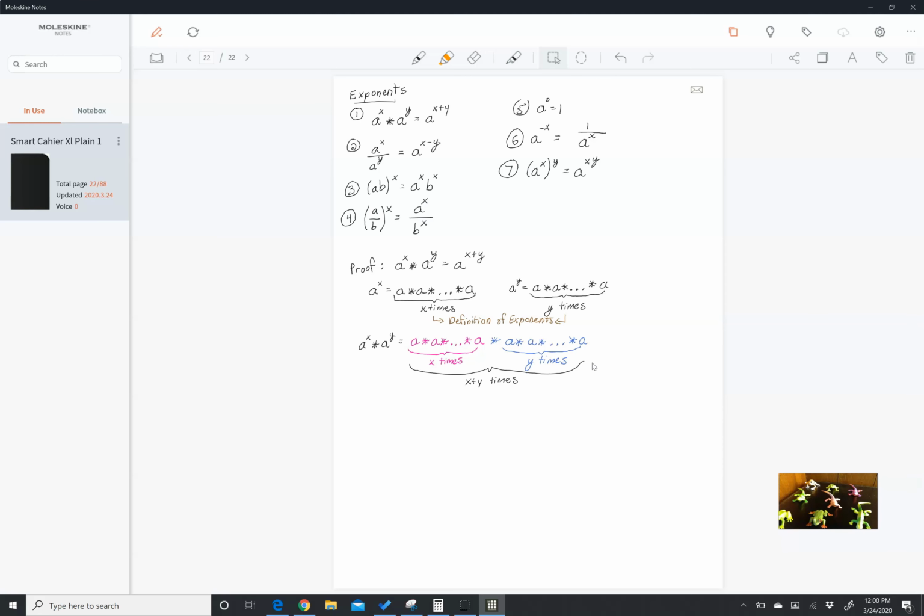Okay. Now what we're going to do is, so this is our left side. Let's put that in this nice blue here. This is the left side. Okay, now we're going to do the right side.